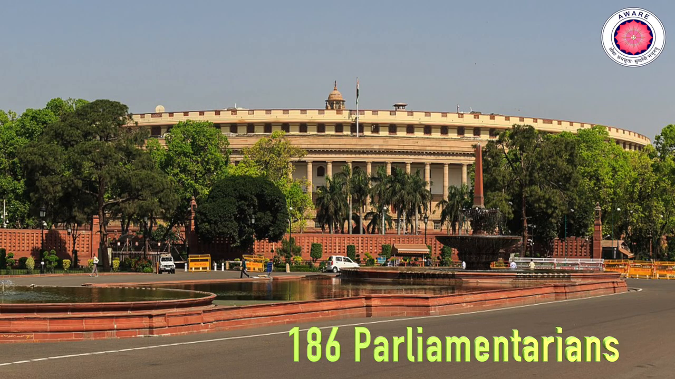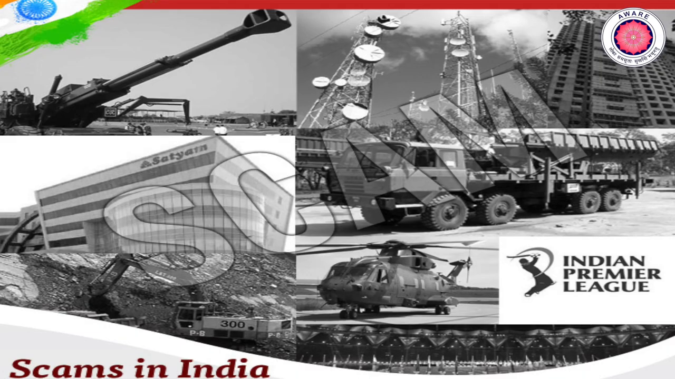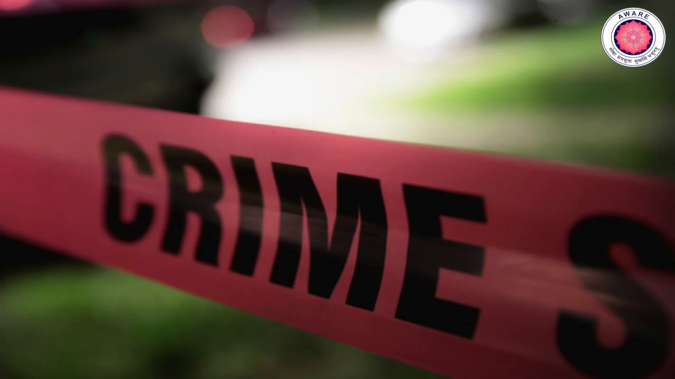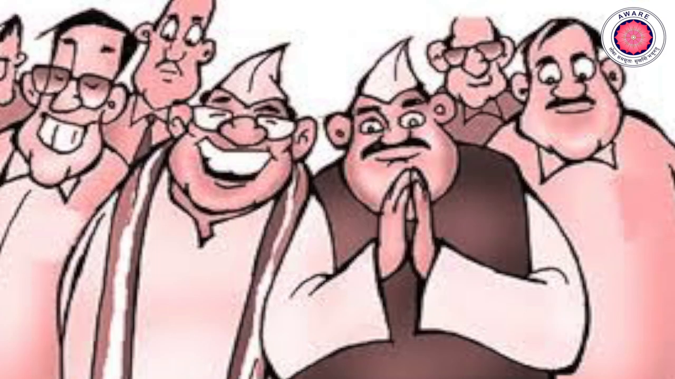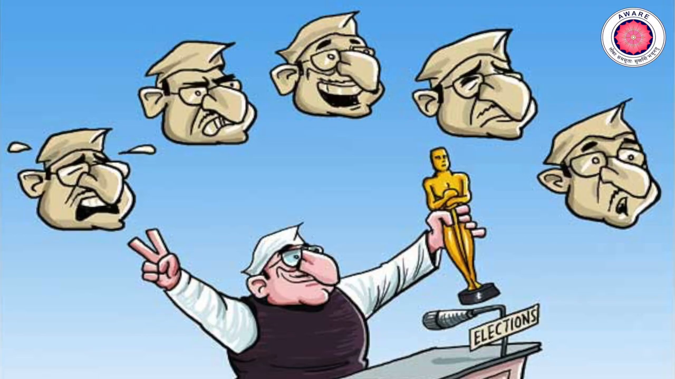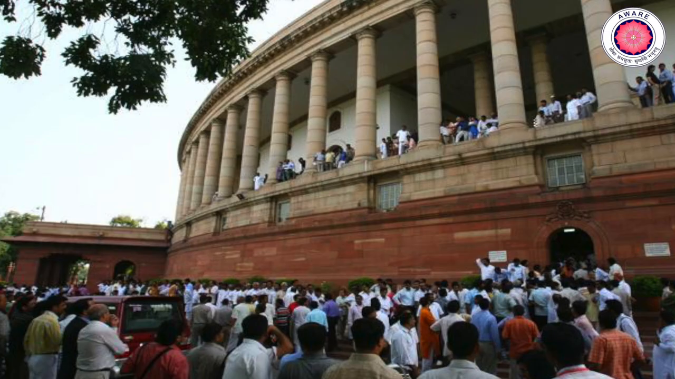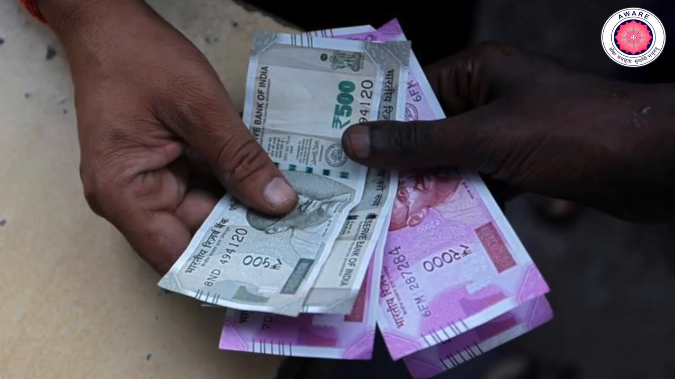As many as 186 parliamentarians from 2014 elections face criminal charges, including for murder, kidnapping and crimes against women, bringing shame to the world's largest democracy. However, many of the political leaders defend themselves by claiming that the charges are false, politically motivated, and that they have not been convicted. Contesting elections has become very expensive.